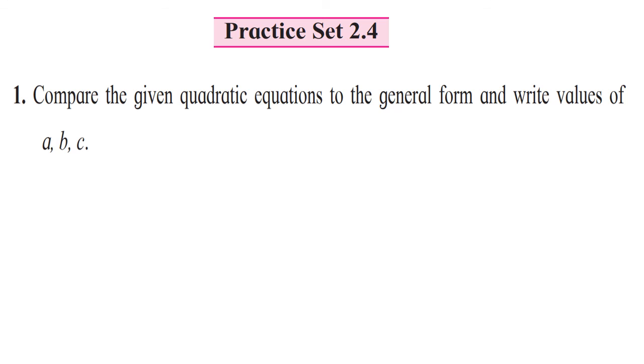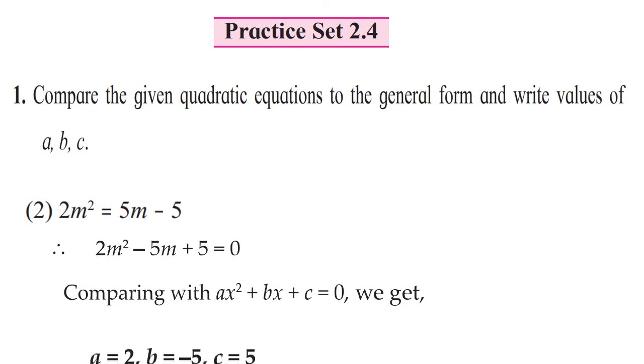Practice set 2.4 is based on this formula method. From that, the first one here is: compare the given quadratic equation with the general form and write the values of a, b, c. This we have already discussed in 2.4. The only difference is that here the general form is not given. There the general form was given, that is ax square plus bx plus c is equal to 0. So simply you can see this equation. Once again I will not discuss it because we have already discussed that. Let's go ahead.